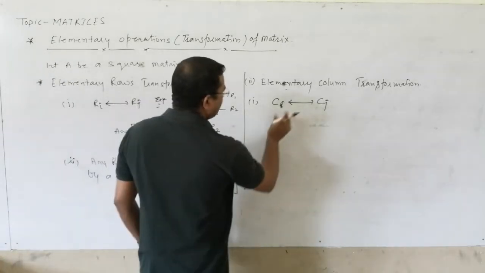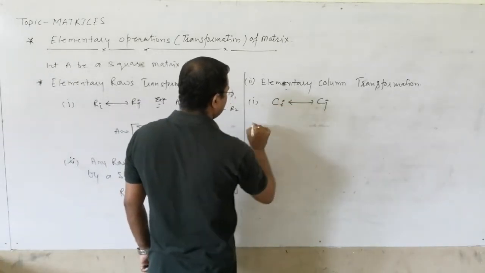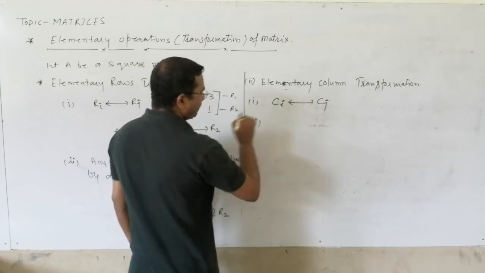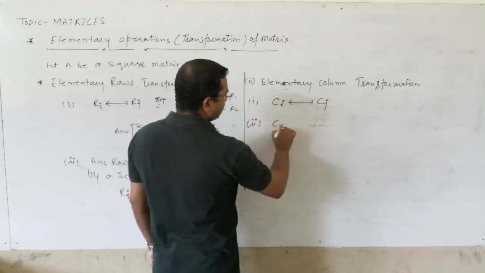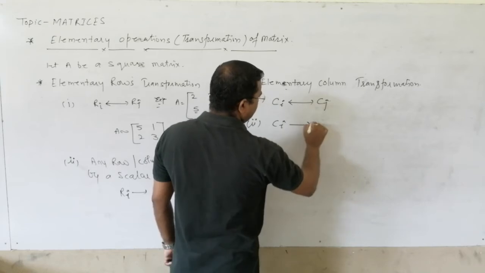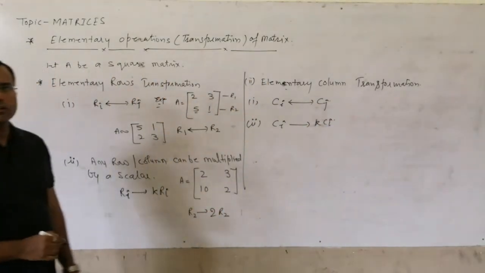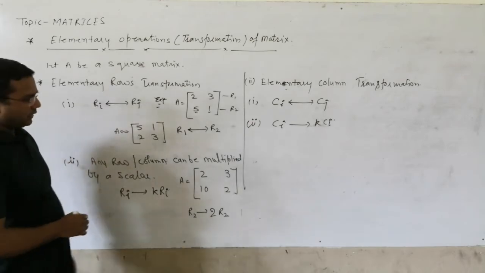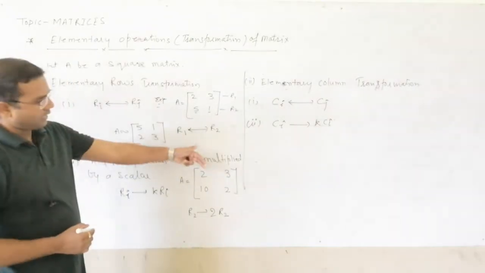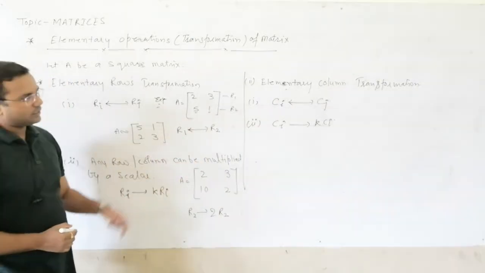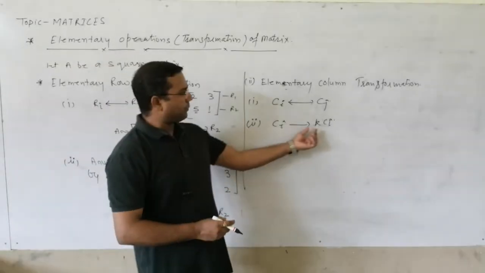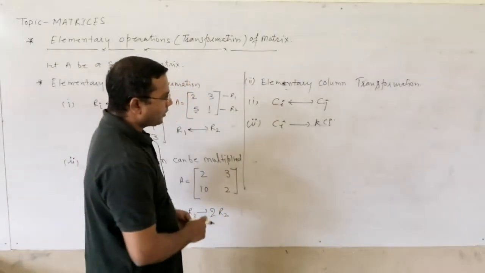Similarly, we can write here the second operation for columns. It is Ci, we can write it as K Ci. Same procedure. Any column we can multiply by any scalar. So it will be represented by Ci becomes K Ci.